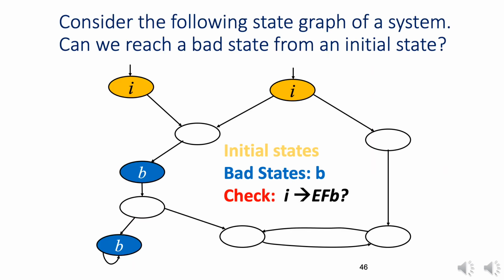Let's look at the following state graph. The states are marked with the propositions I for an initial state and B for a bad state. The property that we want to check is whether bad states are reachable from initial states. This corresponds to the CTL property I implies EFB.